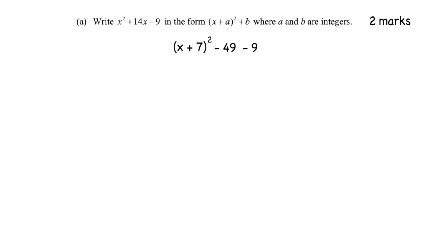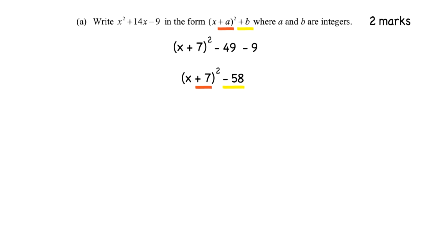Next, I'll simplify that, so a -49 minus 9 is -58. And even though in the completing the square method we could go a bit further, we've already got it in the format that the examiners have asked for. A is 7 and B is -58.